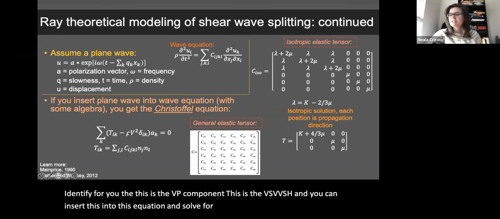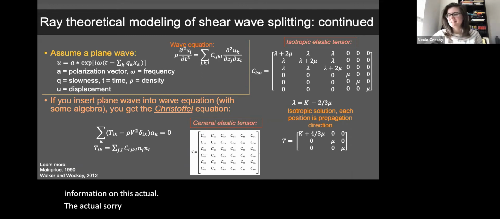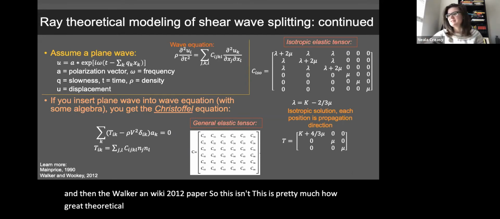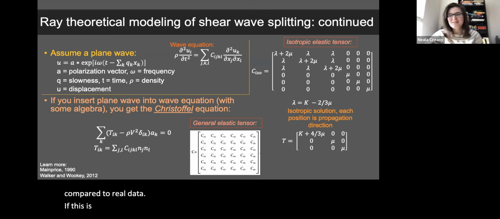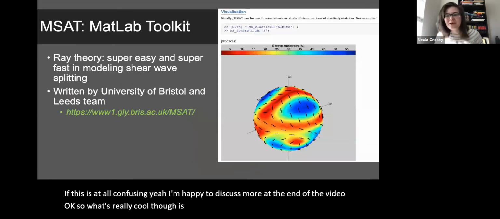If you want more information on the actual derivation of the Christoffel equation, I refer you to Mainprice 1990 and the Walker and Wookey 2012 paper. This is pretty much how ray theoretical modeling works for a given elastic tensor when we compare it to real data. If this is at all confusing, I'm happy to discuss more at the end of the video.